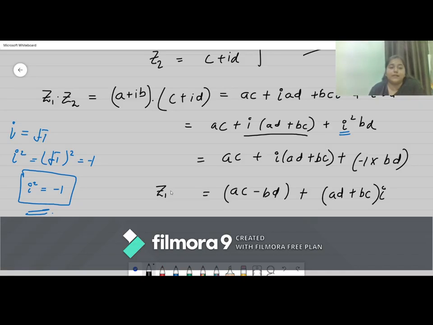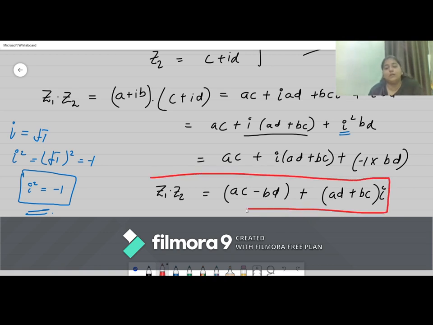This is z1 into z2. Very important result. You don't need to memorize it because simple mathematics it is. Okay.